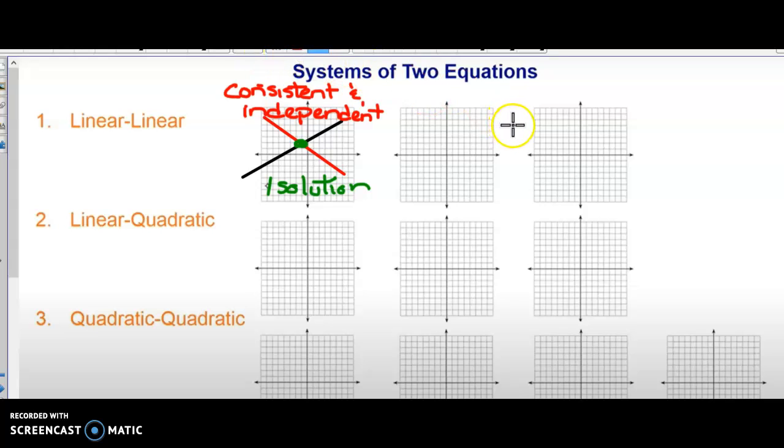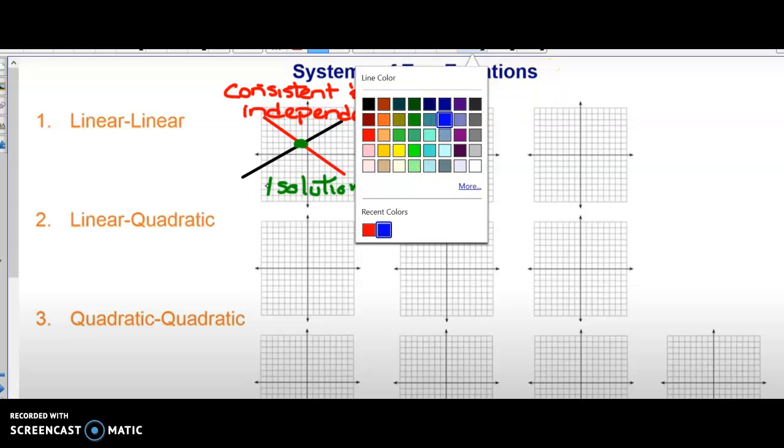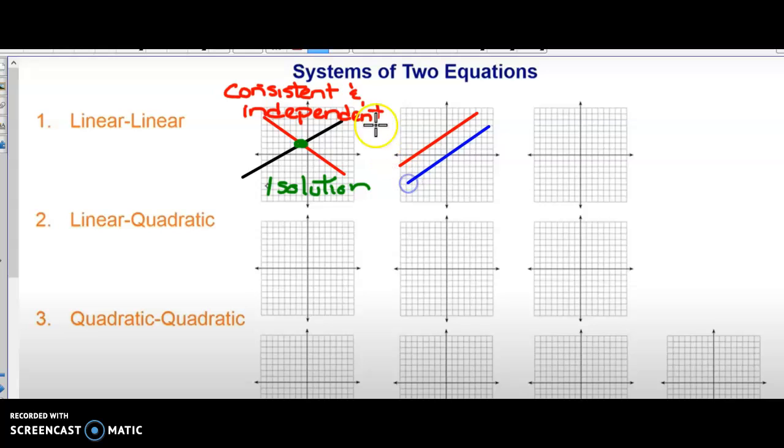Now, if we go back and we have two lines that are parallel to each other, we don't have any solutions. So that is zero solutions or no solutions. And if we have no solutions, then they are said to be inconsistent, okay?